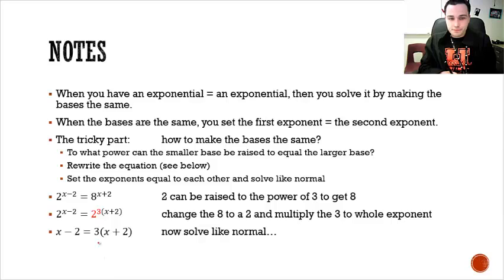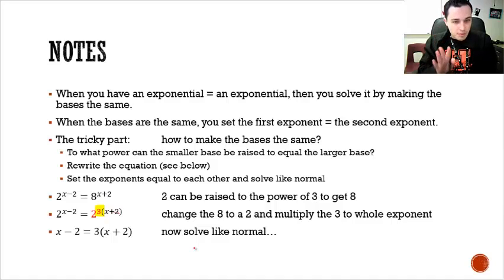So that's why it's a 2 right here, because it has to match that 2 right here. And then this little 3 right here, we're creating it and putting it in there, multiplying, key thing there, multiplying this top original exponent, because 2 cubed is 8, that's where the 3 is coming from. Again, the notes say, to what power can the smaller base be raised to equal the larger base? Well, here, 2 can be raised to the third power to make it 8. So I need that 3 to multiply the exponent up here, and by doing that, that allows me to change that base.